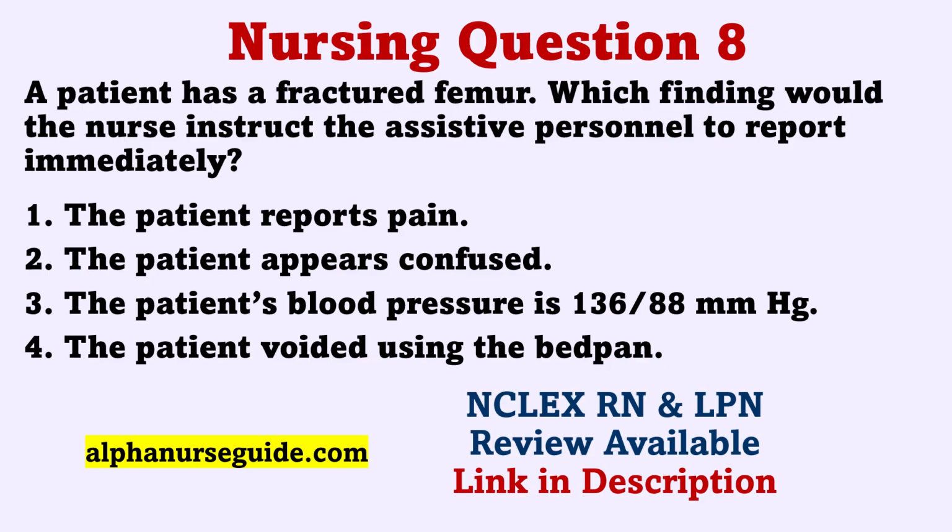The correct answer is 2. The patient appears confused. Rationale. Fat embolism syndrome is a serious complication that often results from fractures of long bones. Its earliest manifestation is altered mental status caused by a low arterial oxygen level. The nurse would want to know about and treat the pain, but it is not life-threatening. The nurse would also want to know about the blood pressure and the patient's voiding. However, this information is not urgent to report.